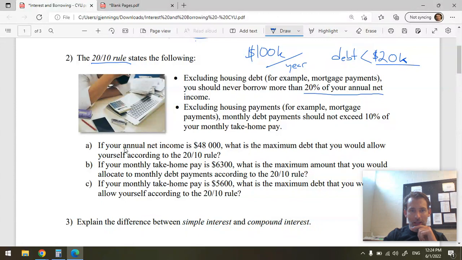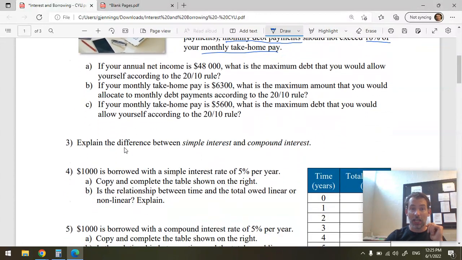So anyway, here we go. And excluding housing payments, mortgage payments, and the like, your debt payments month by month should not exceed 10% of your monthly take-home pay. Okay, so let's take a look at some examples. If you annually make $48,000, what's the maximum debt you would allow yourself according to the 20/10 rule?